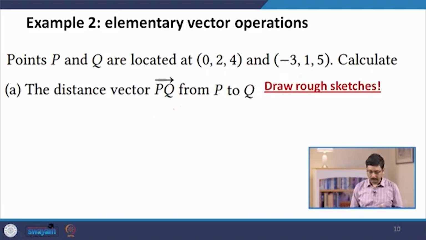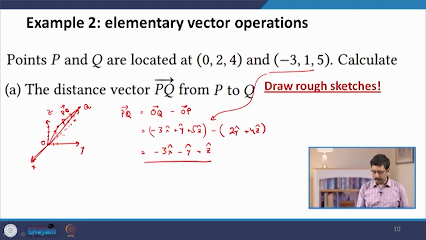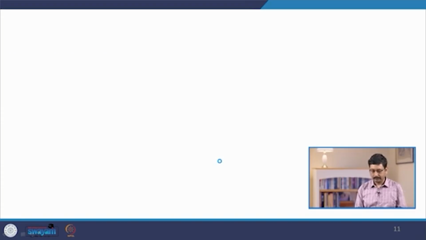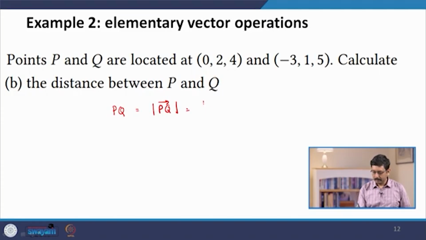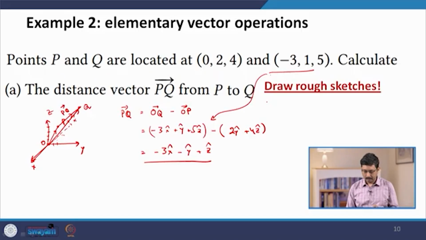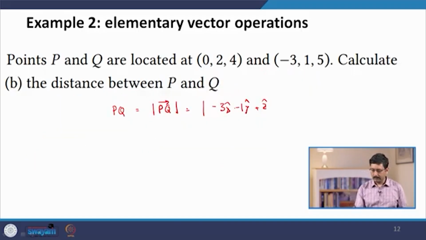So, let me remember what was the answer. So, minus 3 x hat minus y hat plus z hat. So, this is the magnitude of minus 3, minus 1, minus 3 x hat minus y hat plus z hat. Let me check it. So, minus 3 x hat minus y hat plus z hat.